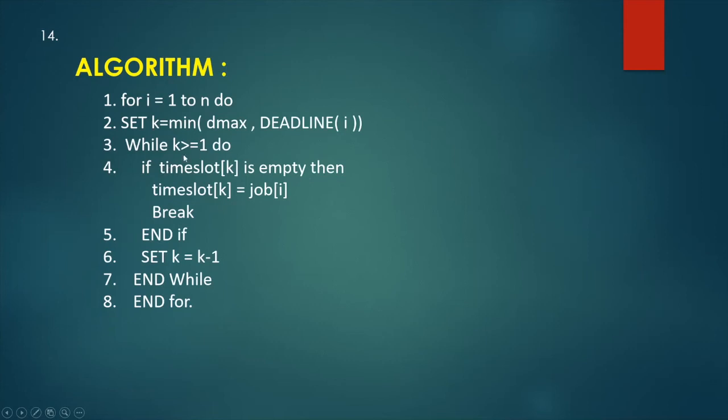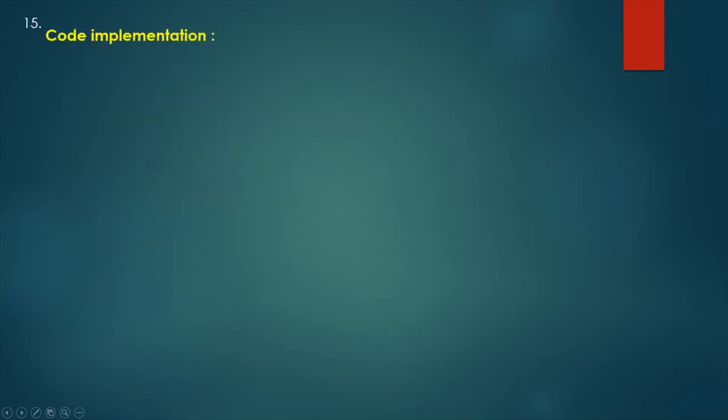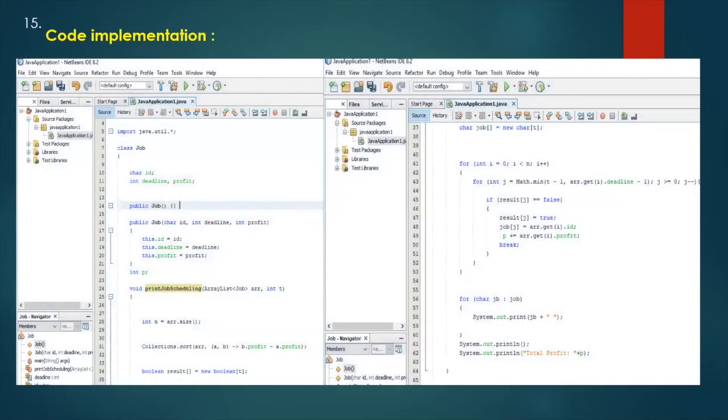If the time slot of K is empty, then we will put the job into that time slot. If this does not work, then we will decrease the K value and see which slot is empty. Then eventually we will end the loops. And let's move to the code implementation part. So this is basically my code.